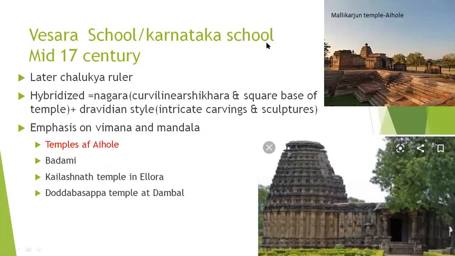Now, the Vesara school or the Karnataka school of architecture, which developed under the later Chalukyan period. These are kind of hybridized. You can see the kind of curvilinear path, while the Vimanas of the Dravidian type are stepped ones. So the emphasis is on the Vimana and the mandalas. Examples are the temples of Aihole, Badami, Kailashnath temple in Ellora near Aurangabad, Doda Basappa temple at Dambal. These are certain examples. The Malikarjuna temple of Aihole.